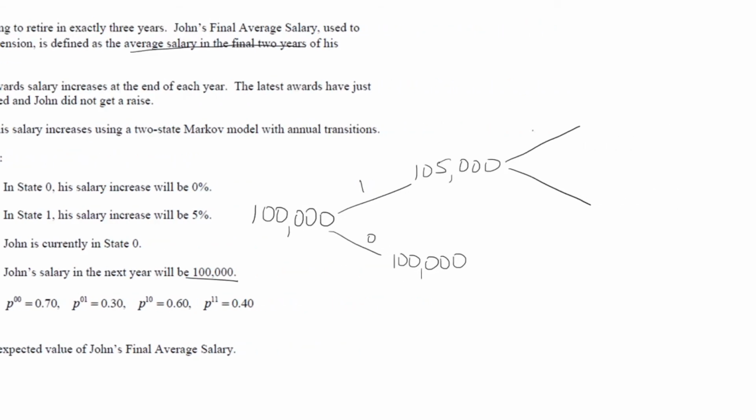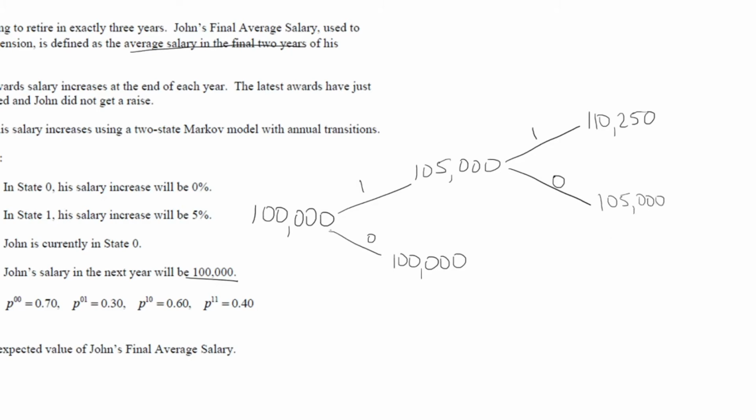So he's at state 1, he's getting paid $105,000. He can stay at state 1, which his salary will increase by 5%. So that would just be $110,250. Or he can go back to state 0, which his salary will stay the same. It will just be $105,000.